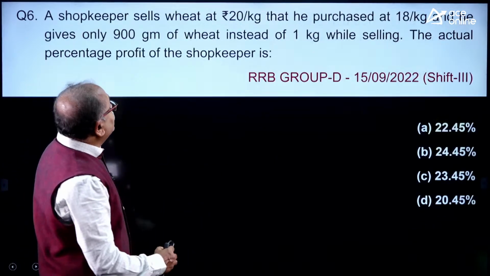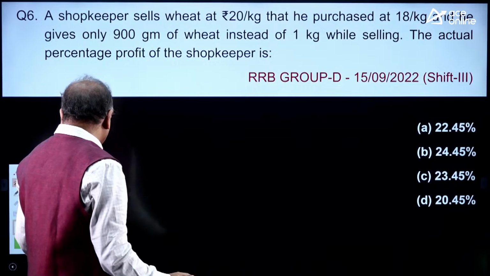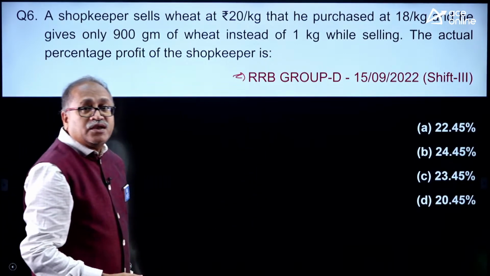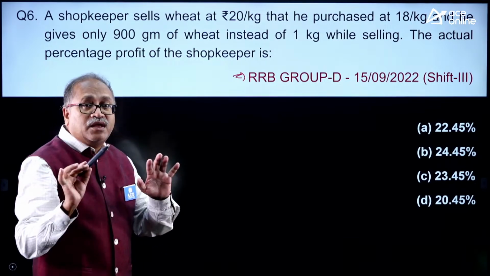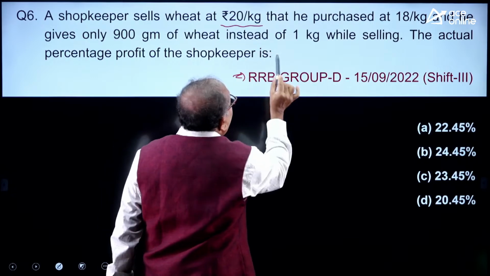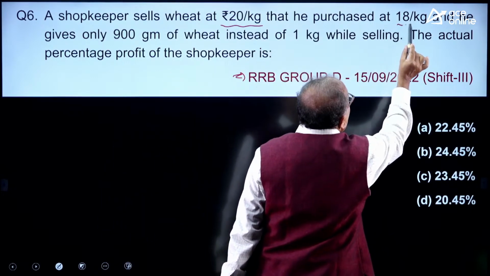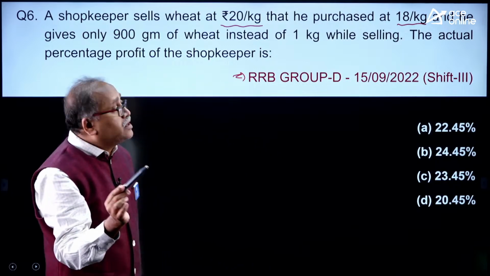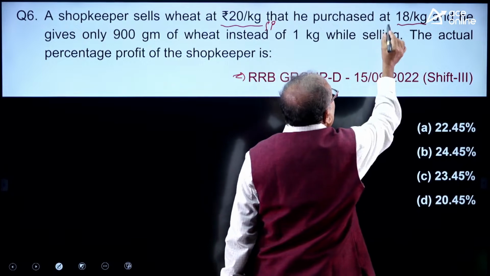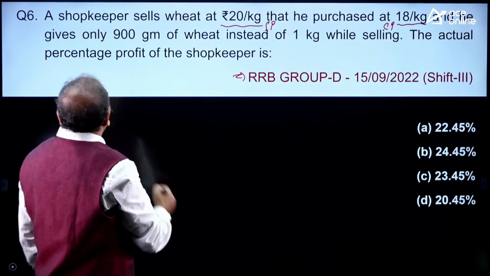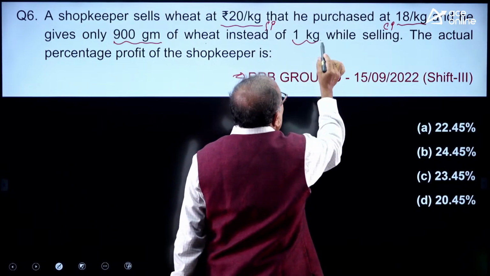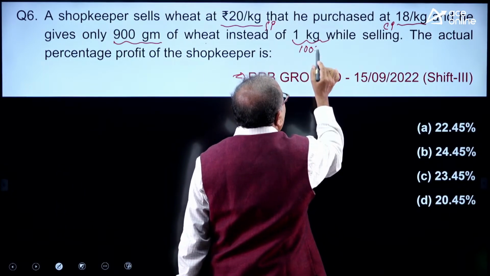So, let us move on to the next question here. Question number 6. I have purposefully taken the previous year questions, so that you will be able to know the level of the exam. A shopkeeper sells wheat at 20 per kg that is purchased at rupees 18 per kg. So, this is the selling price per kg, and this is the cost price per kg. Now, but he gives only 900 grams instead of 1 kg, that is 1000 grams.